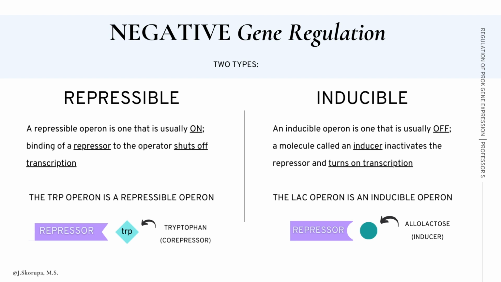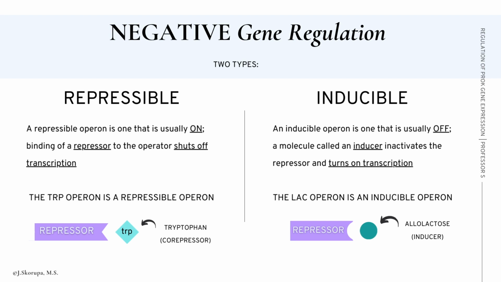We're about to learn a few other kinds of operons. Repressible operons are just one type of negative gene regulation. And if you guessed that there's also positive gene regulation, you're correct, but we'll get to that later. For now, negative gene regulation. There are two types, repressible and inducible. An inducible operon is one that is usually off. A molecule called an inducer inactivates the repressor and turns on transcription. So it's basically the opposite of what we just saw.